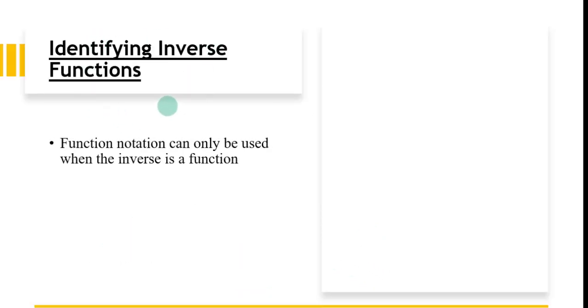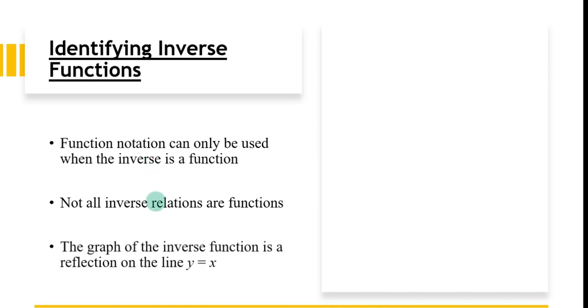So how can we identify an inverse function? It is important to note here that every inverse relation is not a function. We first have to check whether an inverse relation is a function or not. If our inverse relation is a function, then only we can use the function notation for it. Otherwise, we cannot use the function notation for our inverse relation.